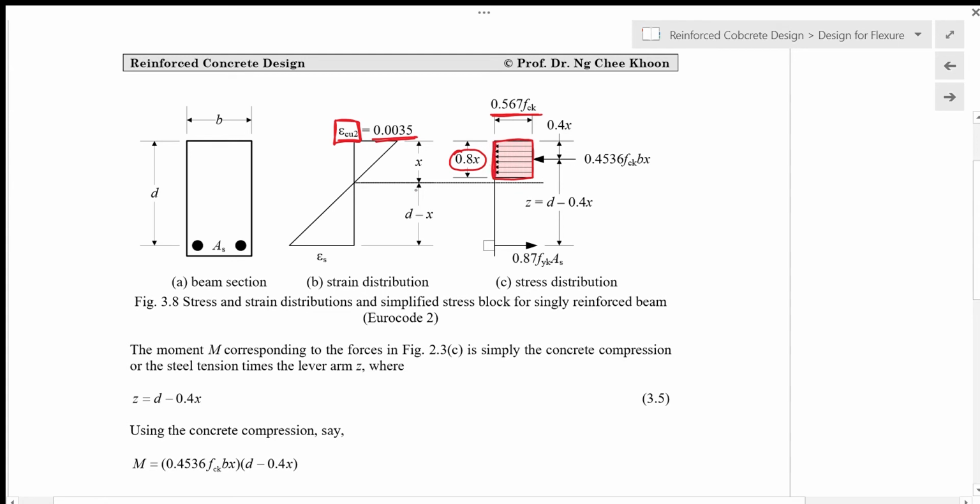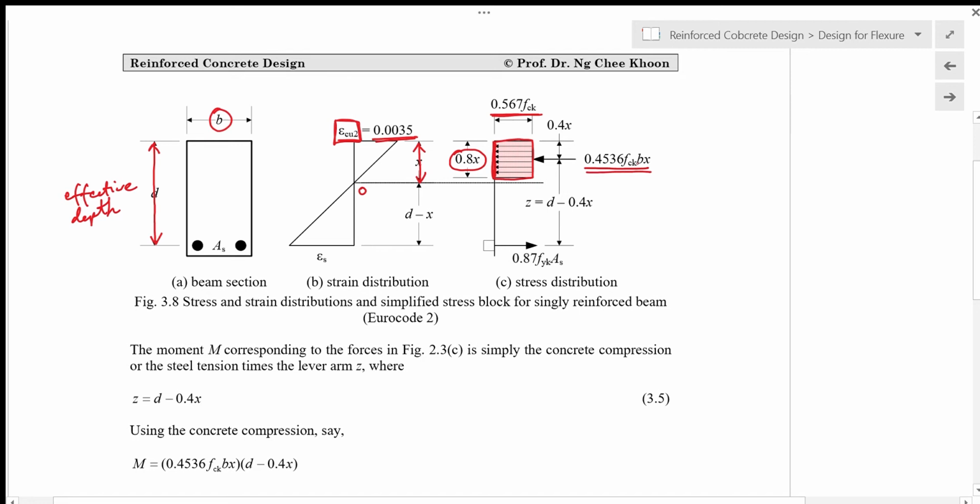Here we have x, which is the neutral axis depth. So here you have zero strain. And d is used to denote the effective depth, so remember that this is the effective depth of the cross section. And b is used to denote the width of the cross section. Now I want to look at how we are going to get this term here.